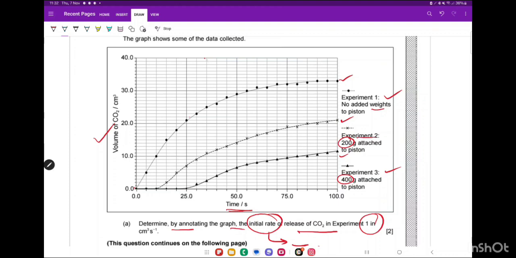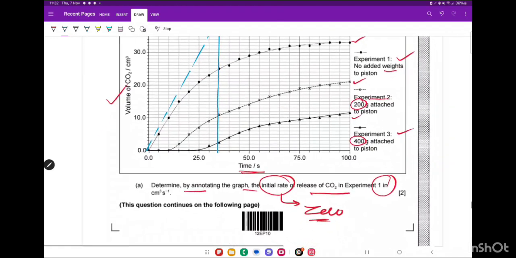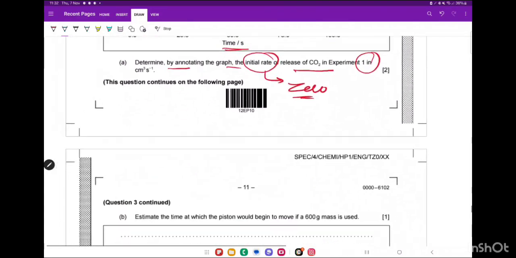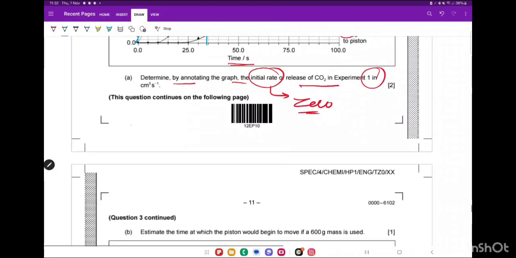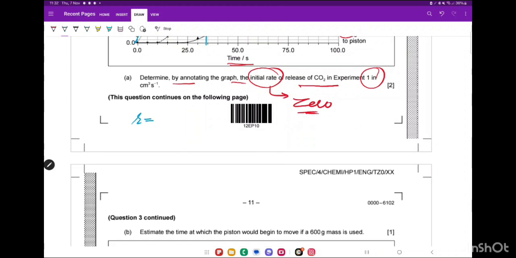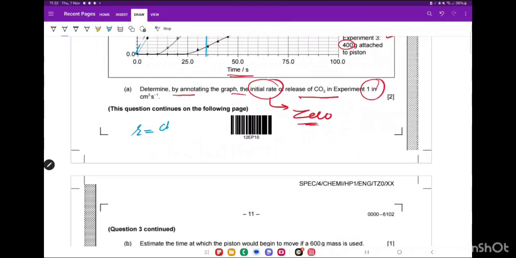If I draw the tangent, since I am doing it on my tab, you have to do it on physical paper so you can draw it properly, but it should come around this point. This should be my point. And if I draw a vertical line, it should be around this line. Therefore, R, which is my initial rate, will be change in volume of CO2 upon change in time.